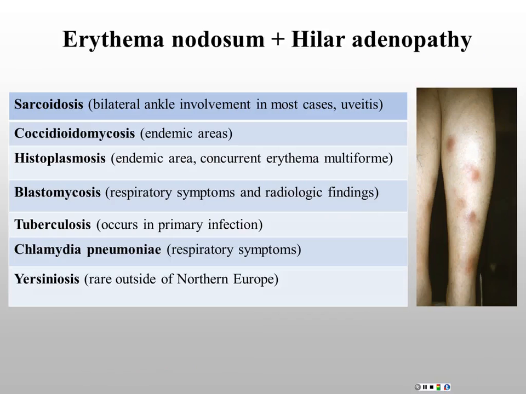This is a picture of erythema nodosum of the lower extremity. This is a list of differential diagnosis of erythema nodosum and hilar lymphadenopathy. So this can be sarcoidosis, it can be coccidioidomycosis, histoplasmosis, blastomycosis, tuberculosis, chlamydia, and you have to correlate with the endemic areas.